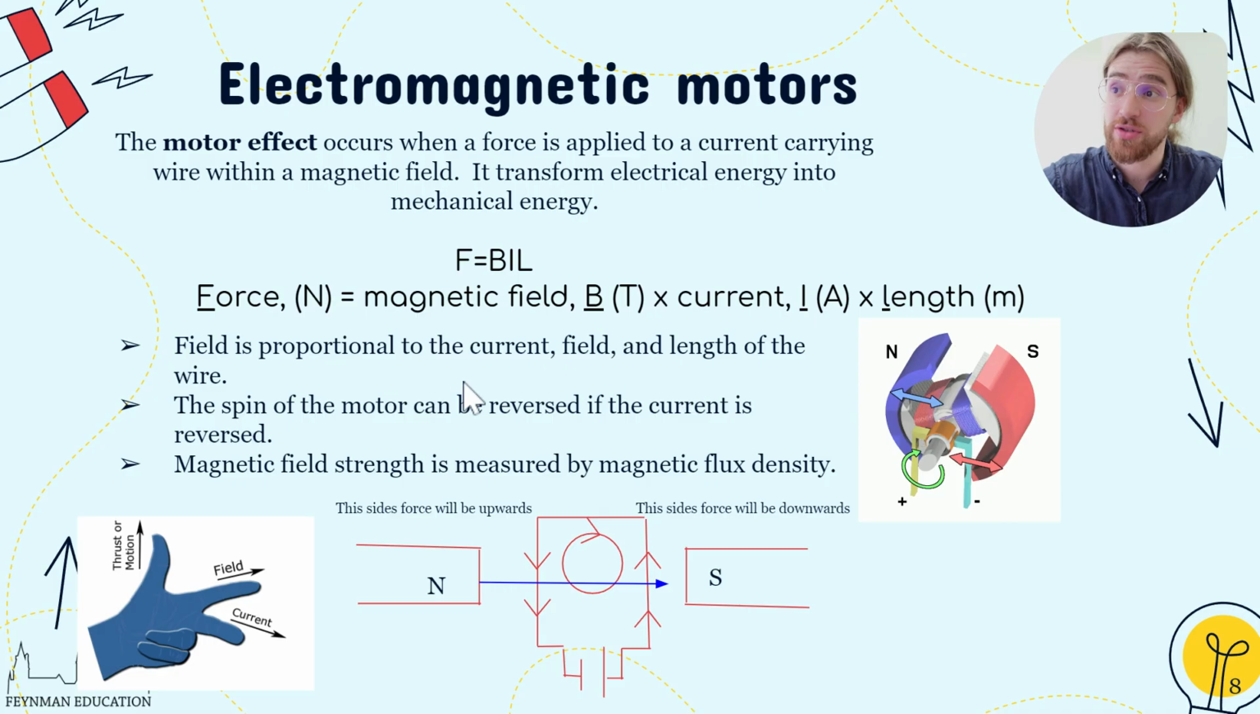The field is going to be proportional to the current, obviously, because as you increase the current and the length of the wire, you're going to be increasing the strength of the magnetic field. We got that in solenoids, right? And the spin of the motor can be reversed if the current is reversed. So if we change our current to go in the opposite direction, then the electromagnetic field line gets reversed and the motor will reverse. The magnetic field strength is also measured in magnetic flux density, as we said, how closely packed those lines are to one another.